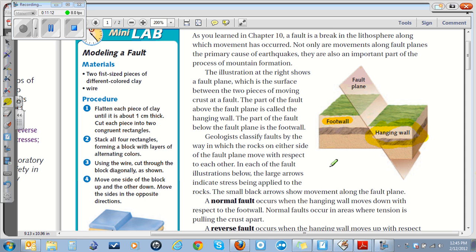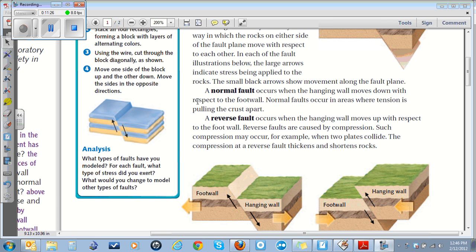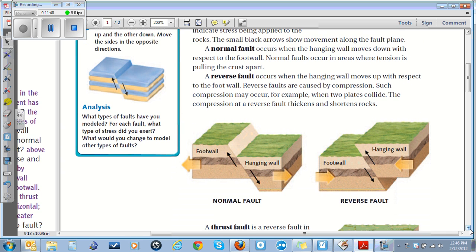Geologists classify faults by the way in which the rocks on either side of the fault plane move with respect to each other. In each of the fault illustrations below, the large arrows indicate stress being applied to the rocks. The small black arrows show movement along the fault plane. A normal fault occurs when the hanging wall moves down with respect to the footwall. Normal faults occur in areas where tension is pulling the crust apart, as illustrated by these arrows.